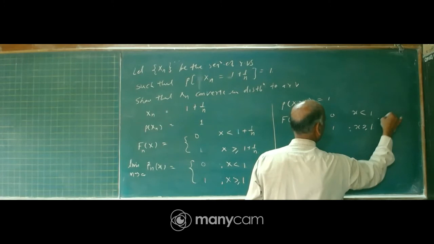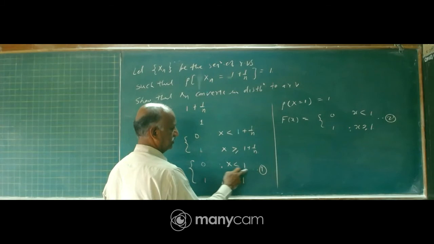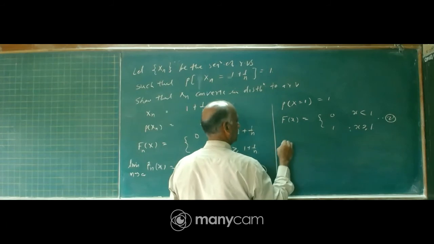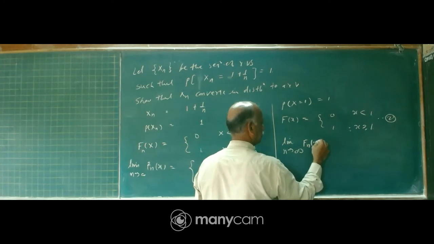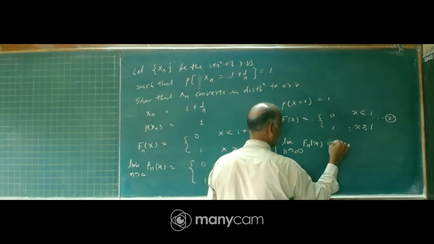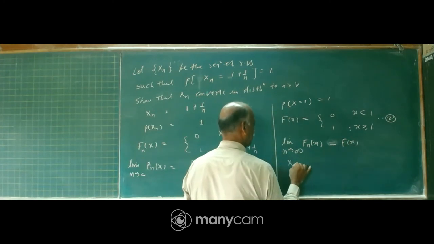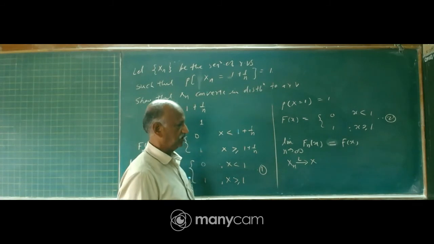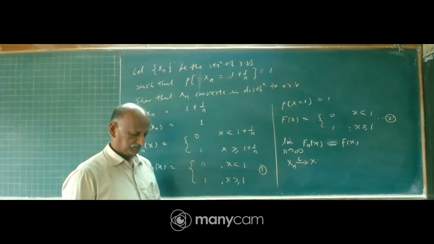आता limit n tends to infinity, F_n(x) is equal to 0 when x less than 1 and 1 when x greater than or equal to 1. म्हणजे limit n tends to infinity F_n(x) equal to F(x). Therefore we say that Xn converges to X in law, or in distribution, or weakly. Okay.